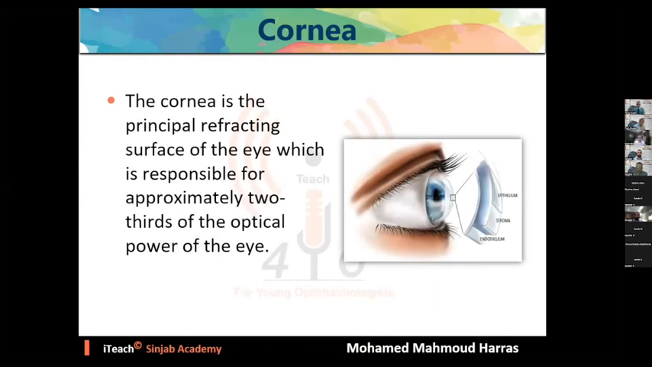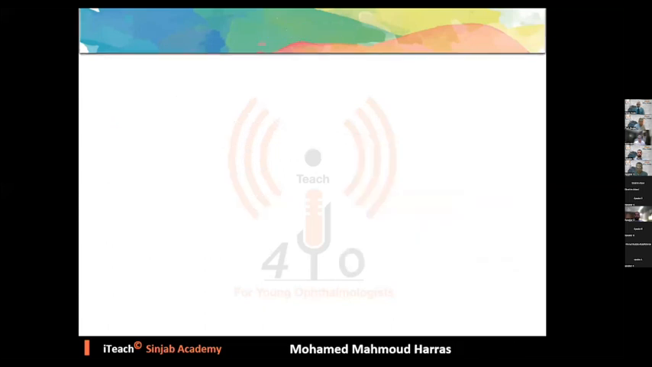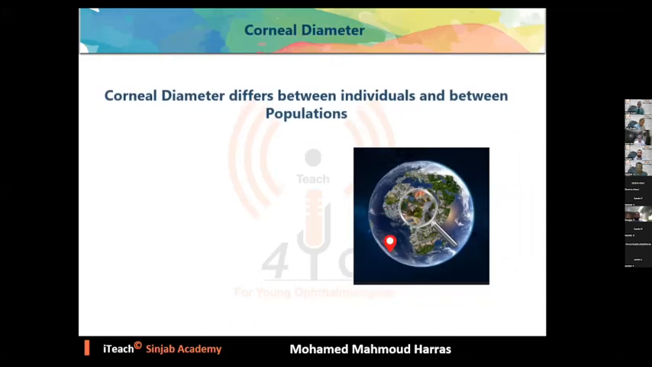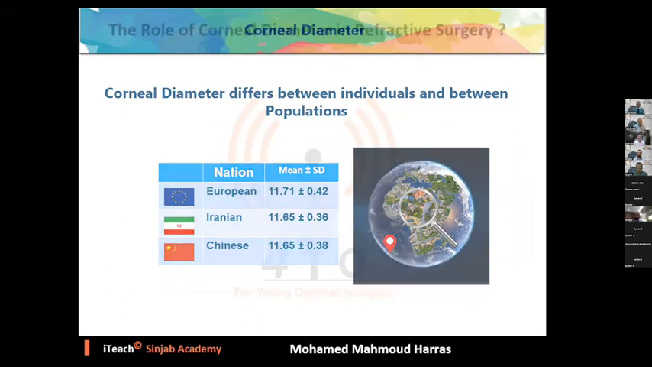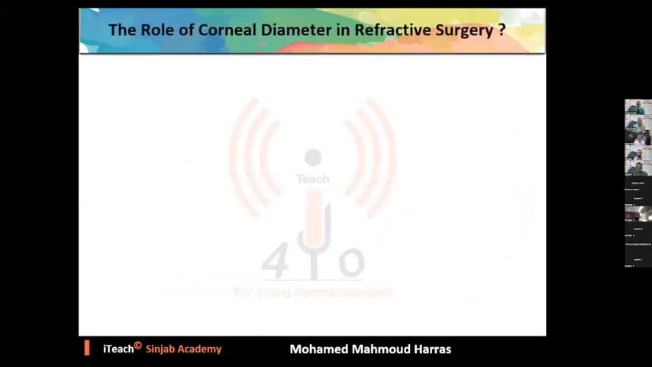The cornea is the principal refractive surface of the eye, which is responsible for approximately 2/3 of the optical power of the eye. Corneal diameter differs between individuals and between populations. For example, it's much higher in European and Iranian populations than the Chinese population. First, I would like to ask a question. What is the role of corneal diameter in refractive surgery?